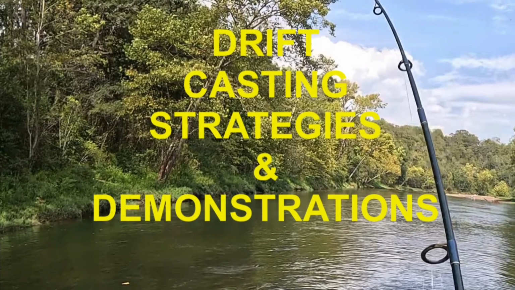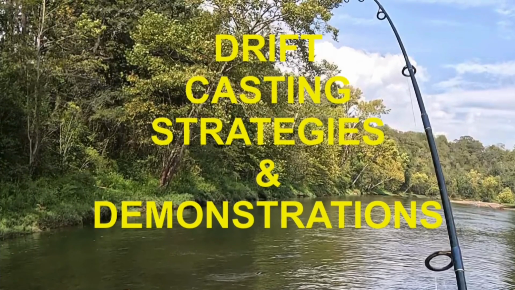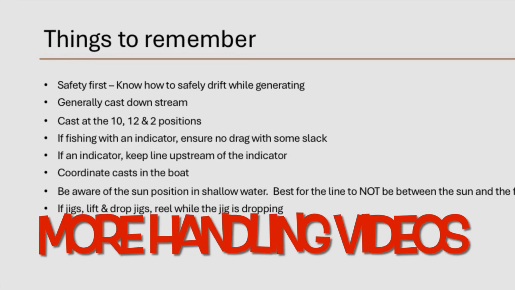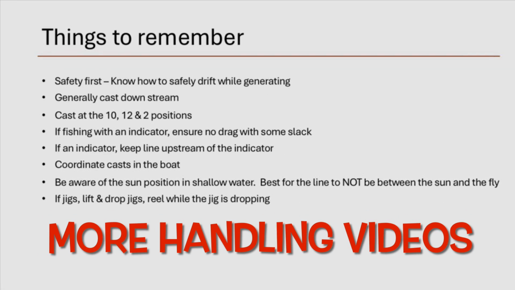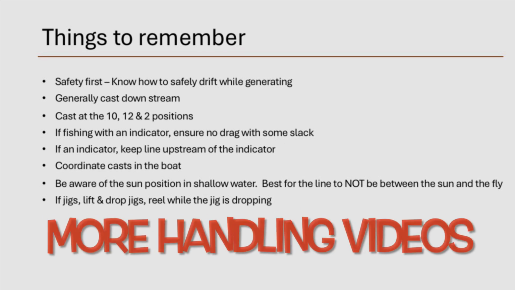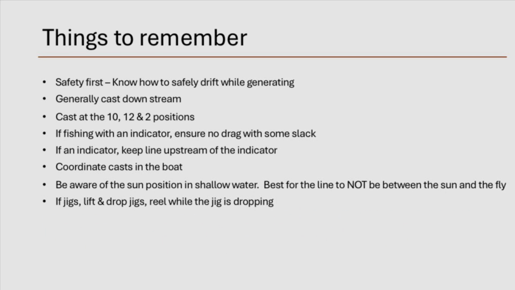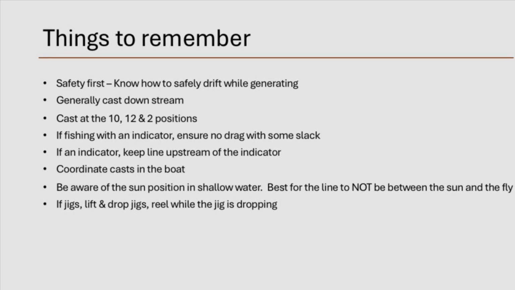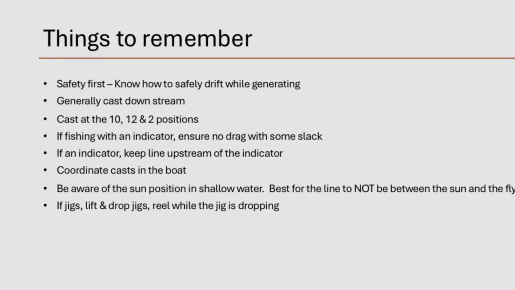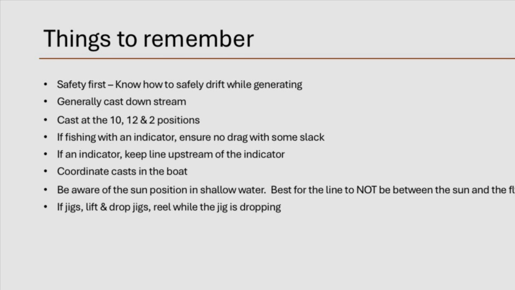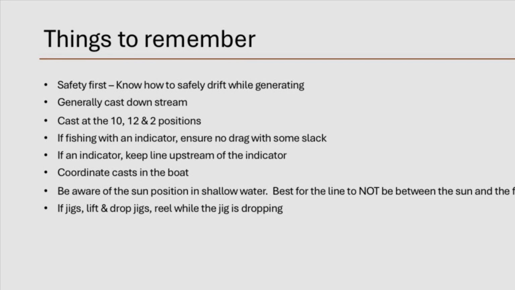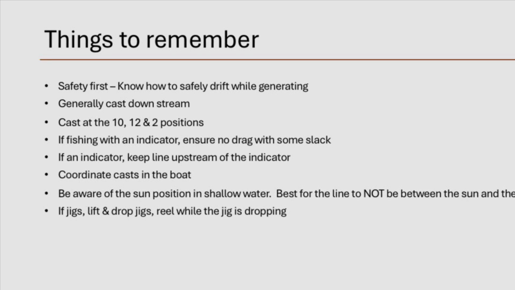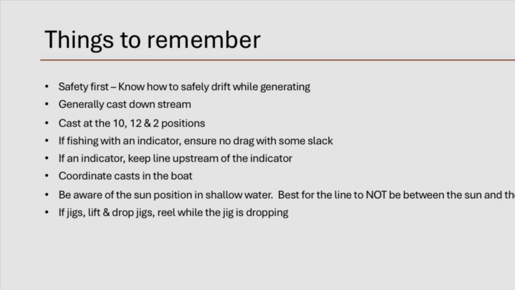Let's look at a variety of casting strategies today while drifting during generation. Here's some things to remember. In the examples in a minute, I'm going to show you how to cast from different positions and different situations. While drifting, I find it's always best to cast either to the side or downstream. And then finally, it's really important to make your cast relative to the sun position. You always want the sun to be on the other side of the fly from where you're casting.